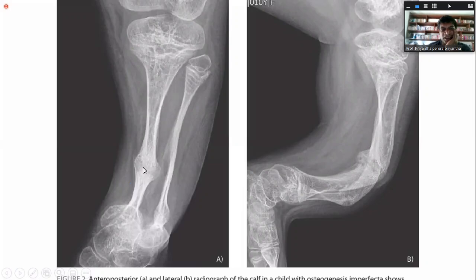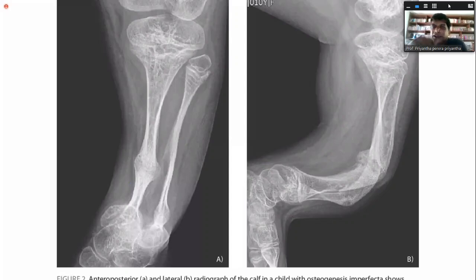There's a fracture here, and a fracture there, which has not healed, with pseudo-joint formation, and then bent bones, right? So there is a problem with collagen formation here. Bones don't get mineralized, and they get easily fractured, and they don't like to be handled, because handling becomes painful.